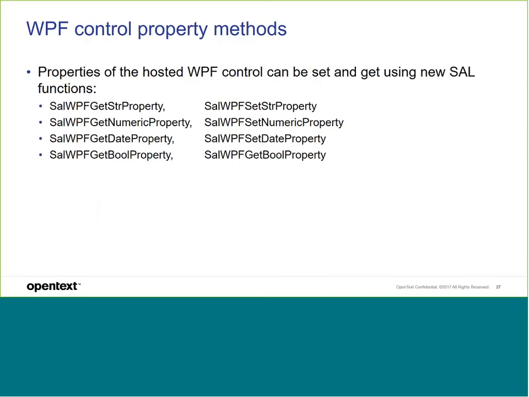And there are 4 or 8 functions to read the properties of WPF controls and set the properties from the SAL language. So there's a function to get the string properties of a WPF control, a numeric, a date property, and a Boolean property, and the same to set the properties.